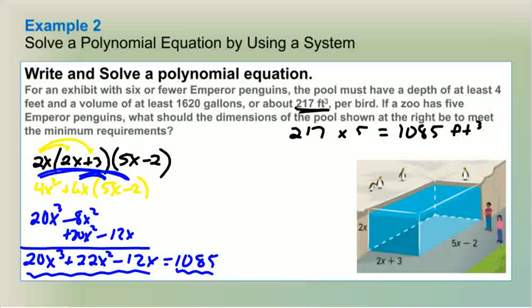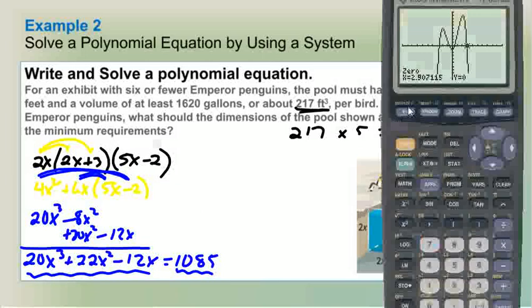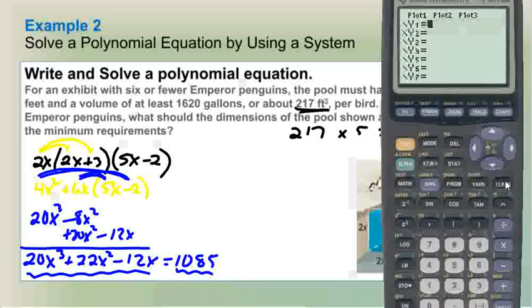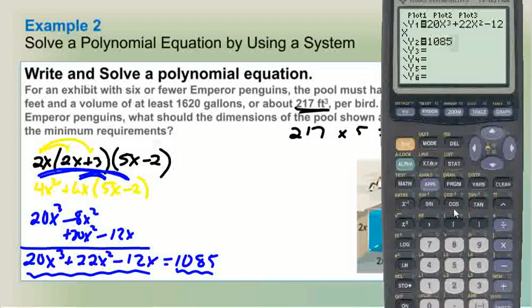We're now going to use that to find the dimensions of the pool. So we're going to take our calculator, go to our y equals, this first one would be 20x cubed plus 22x squared minus 12x, and then the other one is just 1,085.